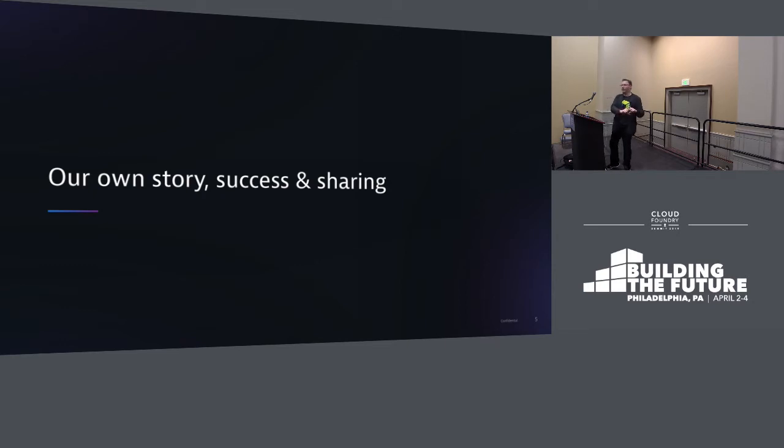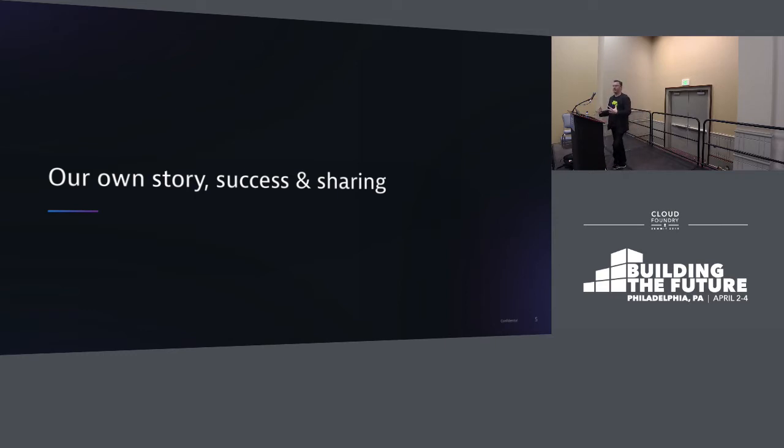But the base of the pyramid, the thing that could best be defined as 'you must be this tall to ride this roller coaster,' is having a consistent monitoring strategy across all of the different deployment methodologies, right?